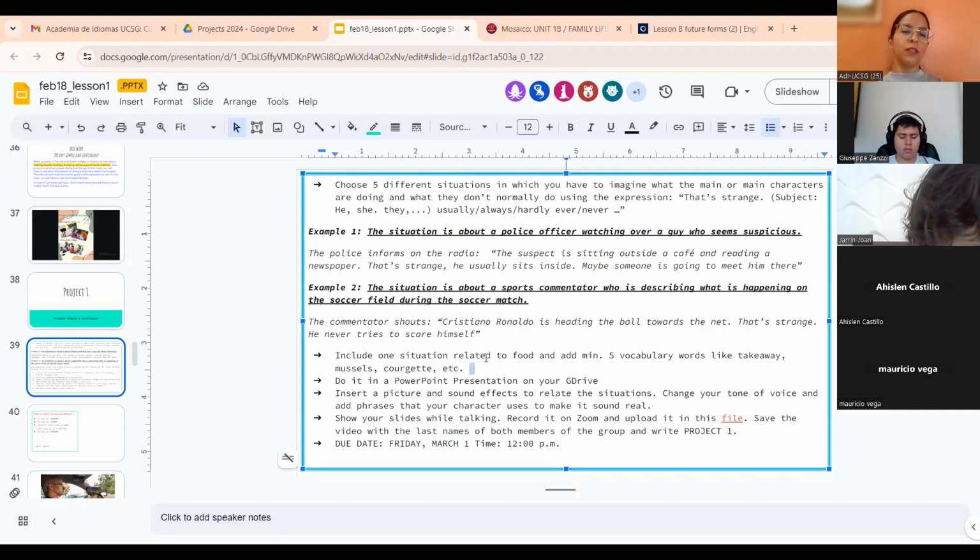So one of the situations has to be related to food, because I want you to use the vocabulary words that we studied from the very, very beginning about food. You have to do it in a PowerPoint presentation like this one on Google Drive. And you're going to insert a picture and sound effects to relay the situations. Change your tone of voice and add phrases that your character uses to make it sound real. Show your slides while talking, record it on Zoom, and upload it in this file.